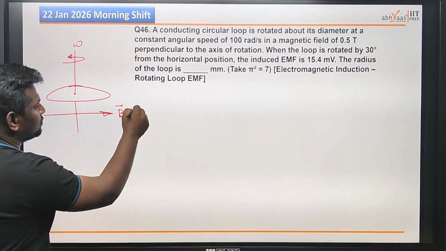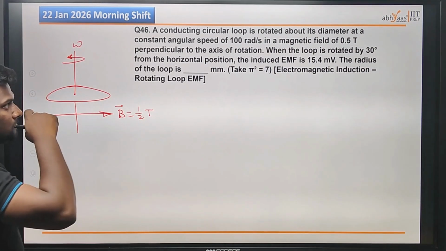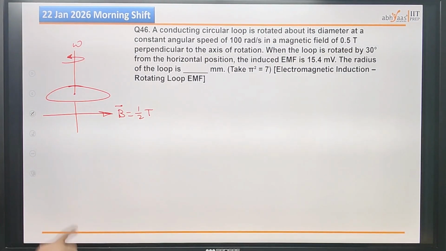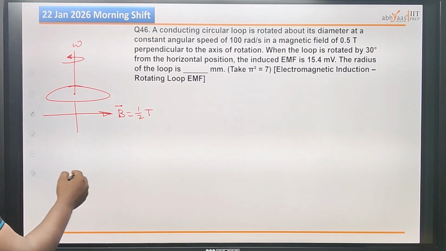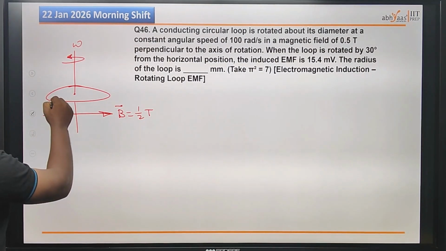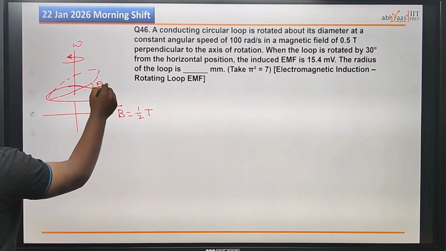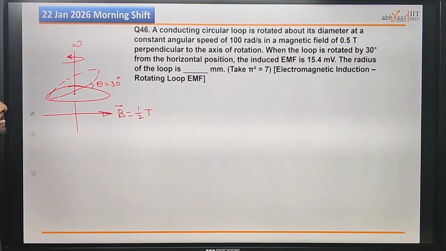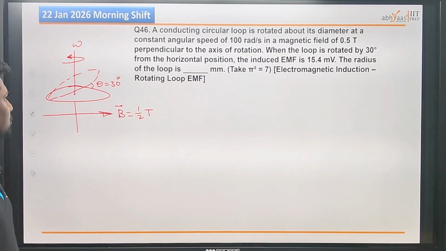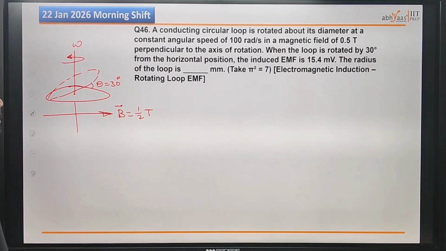0.5 is nothing but 1/2 Tesla. When the loop is rotated by 30 degrees, theta equal to 30 degrees from the horizontal position, the induced EMF is 15.4 millivolts. The radius of the loop is? What are they asking? They are asking for the radius of the loop.